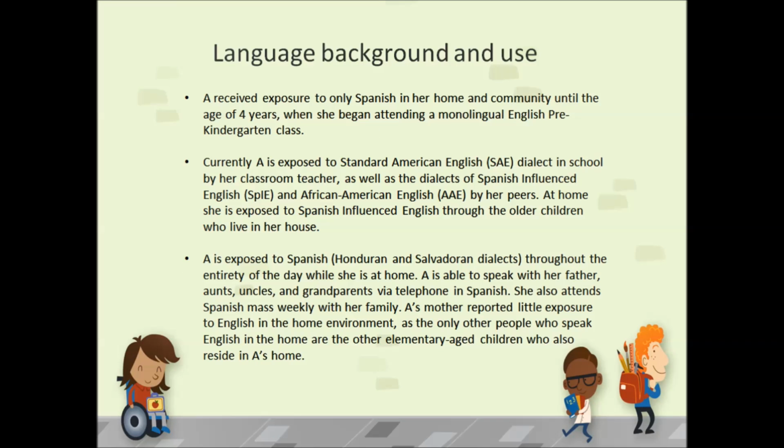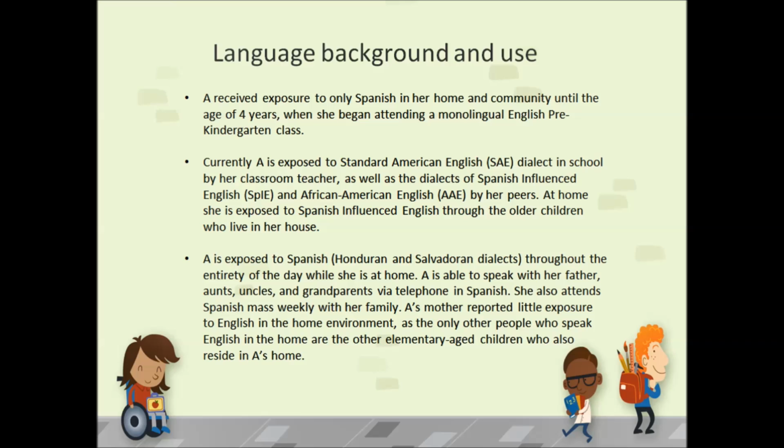Okay, so information about A, as we're calling her, her language background and use. Again, this is information that we obtained through the parent interview with the mom. She receives exposure to only Spanish in her home and community until she started to attend a pre-K at 4 years old. Kind of a common situation here. She's exposed to standard American English dialects by her classroom teacher, but with her peers in her classroom, Spanish influenced English and also African American English.